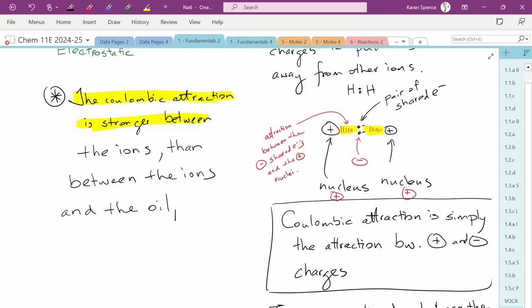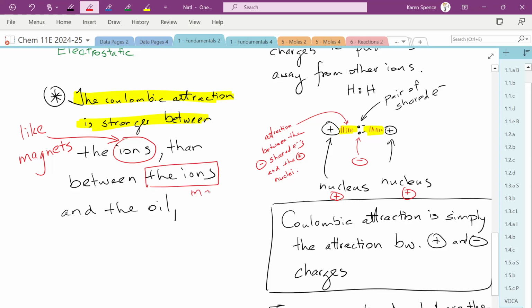So we said the coulombic attraction is stronger between the ions. And remember, the ions are like magnets. Than between the ions, the magnets, and the oil, which is like the rocks.